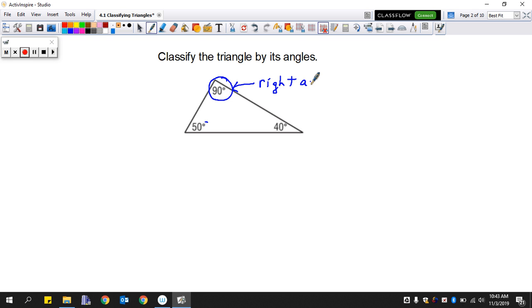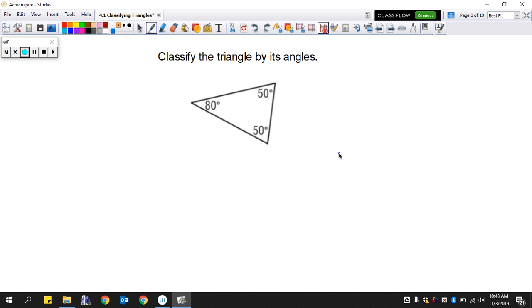The next triangle that we're going to look at, we're going to look at the angles. We have two angles that are 50 degrees and one angle that's 80 degrees. So we know that all the angles are acute. And so this would be an acute triangle.